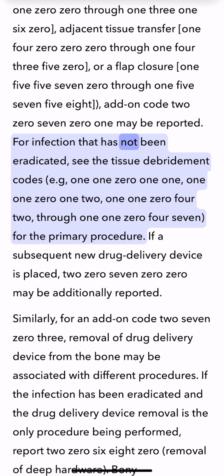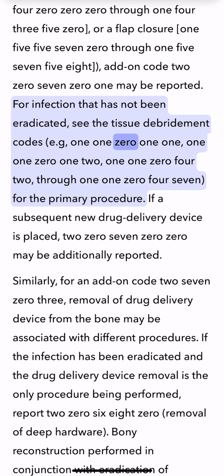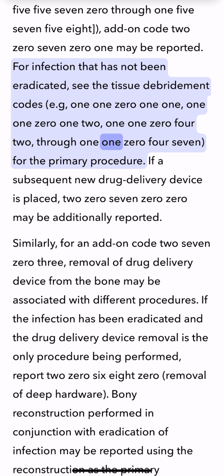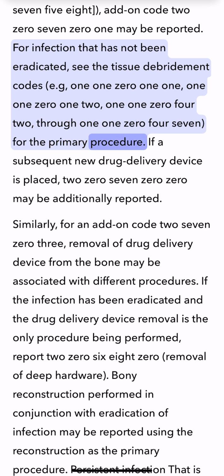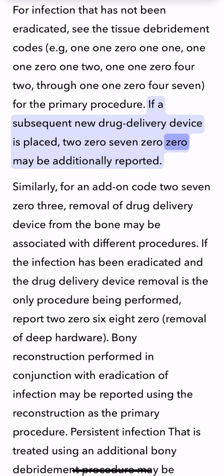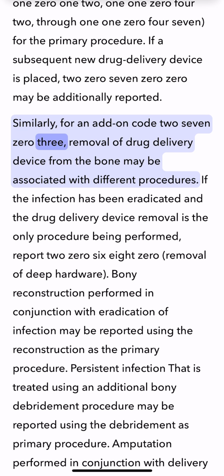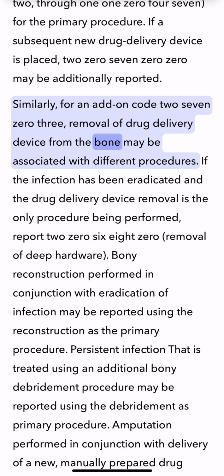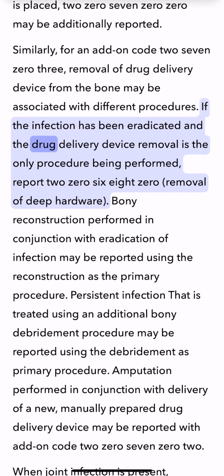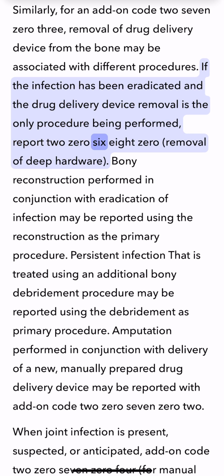For infection that has not been eradicated, see the tissue debridement codes, for example, 11011, 11012, 11042 through 11047. For the primary procedure, if a subsequent new drug delivery device is placed, 20700 may be additionally reported. Similarly, for add-on code 20703, removal of drug delivery device from the bone may be associated with different procedures. If the infection has been eradicated and the drug delivery device removal is the only procedure being performed, report 20680.